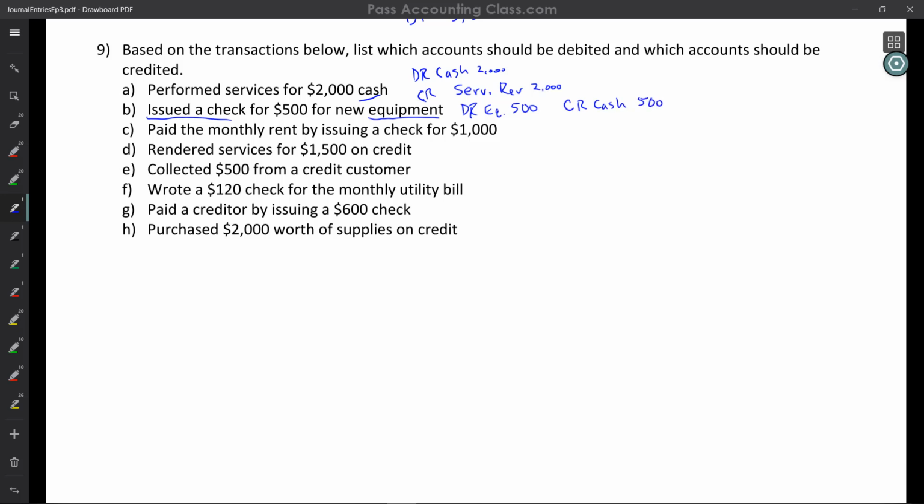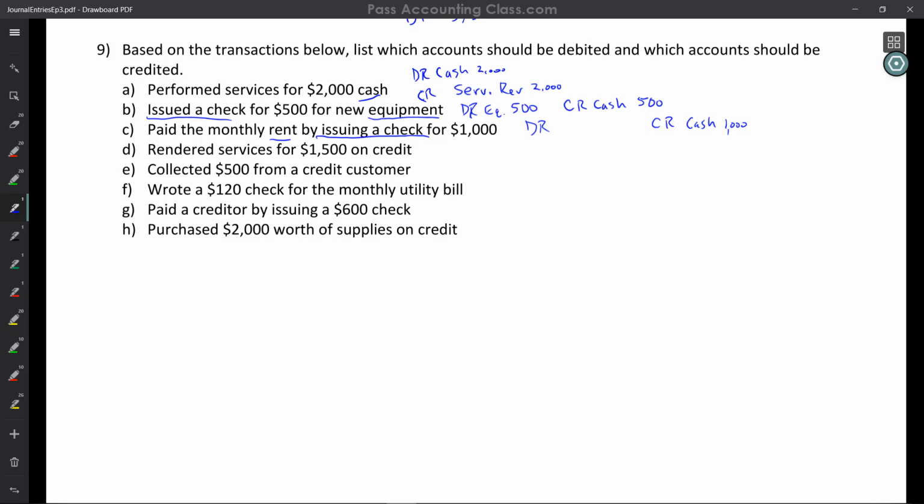For the next one, it says, paid the monthly rent by issuing a check for $1,000. So again, by issuing a check, that means we're going to credit cash for $1,000. So I'll just do that here. And we have to figure out what we are going to debit. Now, this can get somewhat confusing because you have rent here. We are going to debit an account called rent expense.